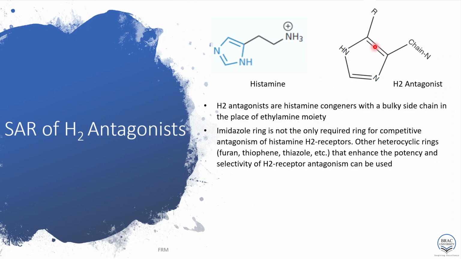in this structure of H2 antagonist, this imidazole ring is not required for the activity, but we will be seeing ranitidine or nizatidine; those drugs mainly have different heterocyclic rings such as furan rings or thiazole rings. So this pyrimidine ring is not mandatory, but changing the ring to another heterocyclic ring will increase the potency of the H2 blocker.